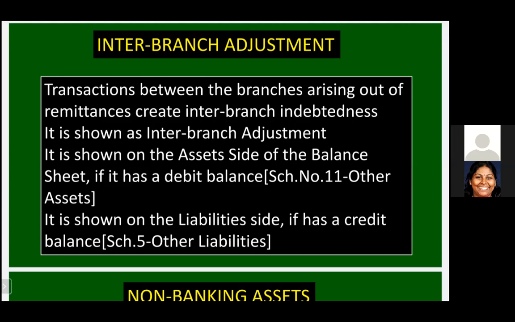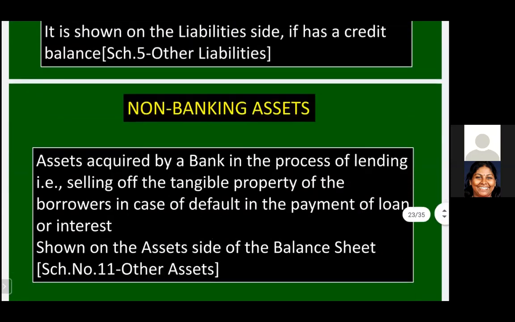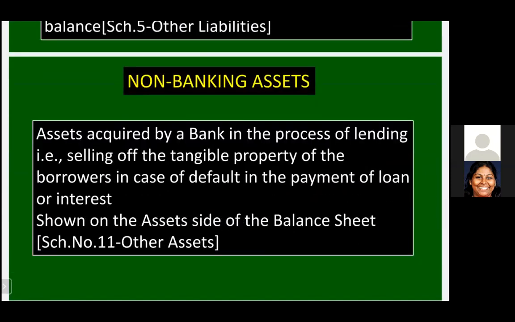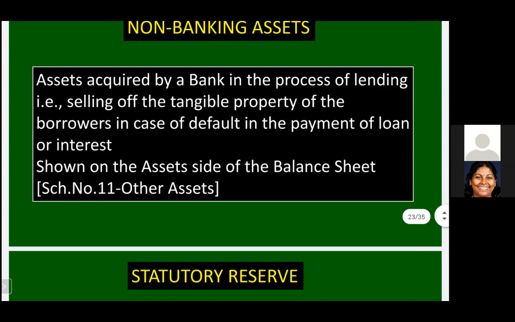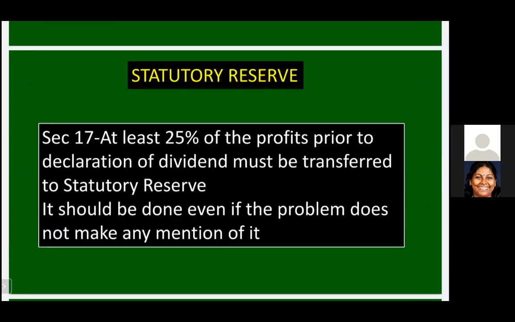Then non-banking assets: these are assets acquired by a bank in the process of lending, that is, selling of the tangible property of the borrowers in case of a default in the payment of loan or interest. These non-banking assets always find a place in schedule number 11, other assets. And statutory reserve, I already made a point when I was explaining the profit and loss account. It is mandatory for all banks in India under RBI guidelines. They need to create 25% as statutory reserve from the current year profit.